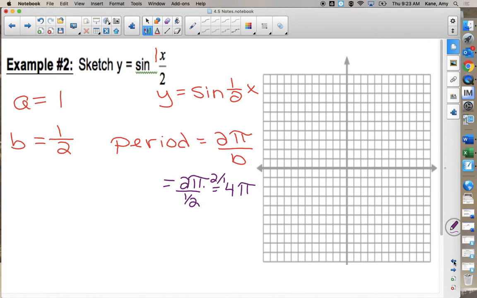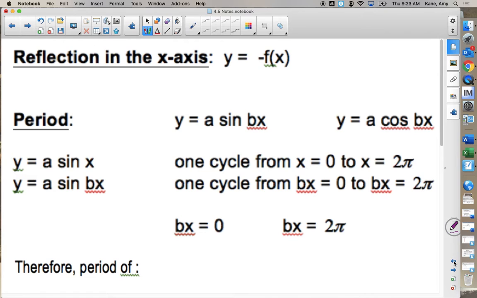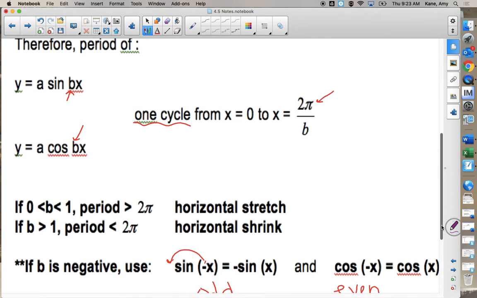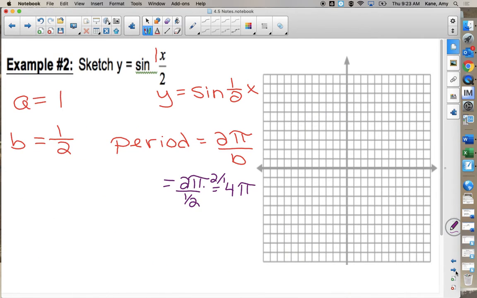So again, just a little reminder up above, if my b value is between 0 and 1, we should be stretching the graph. So even though the x is being divided by 1/2, it's actually stretching our period. It's doubling the length of it. So our period is now 4 pi. That means it's going to start at 0, and it's going to pass 2 pi, and it's going to go all the way to 4 pi.